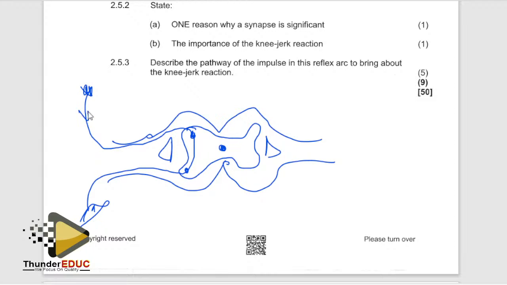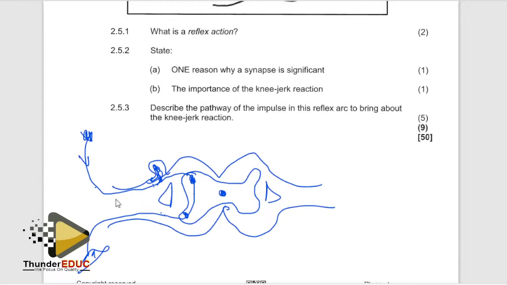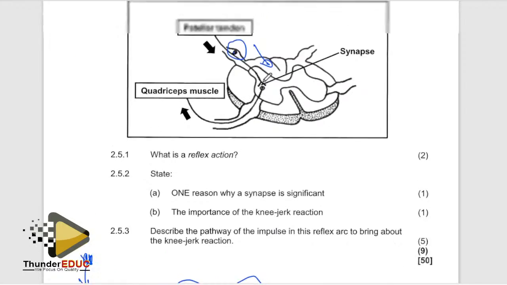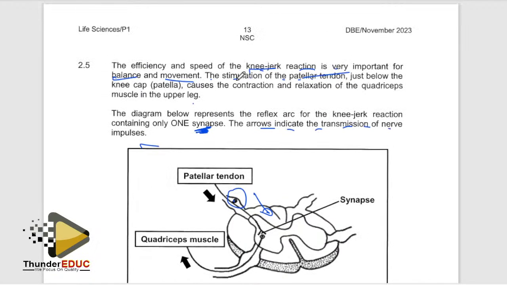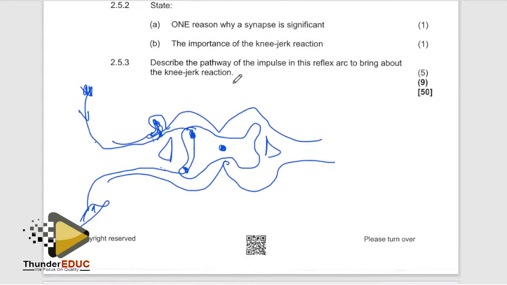So now you start to explain this. The impulse moves here. Talk about the neuron. It enters through the dorsal root. Then here you have the ganglion. Then it connects to the synapse, the connector neuron. Then another synapse. Then the motor neuron. Then the impulse moves out of the ventral root into the effector, which is the muscle. In this case, the knee-jerk reaction is done so that balance and speed can be brought. So that's how you're supposed to explain. They are looking at 5 marks, and you can get them all.